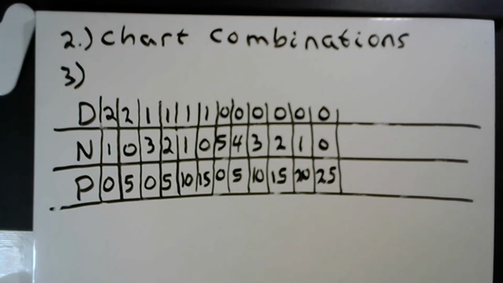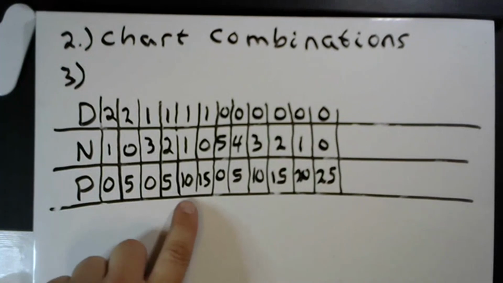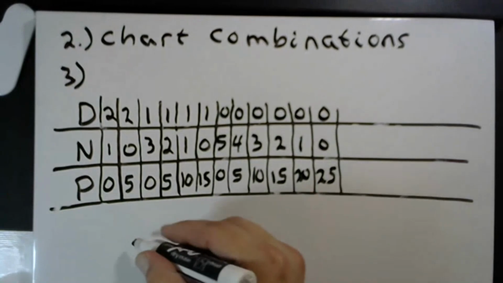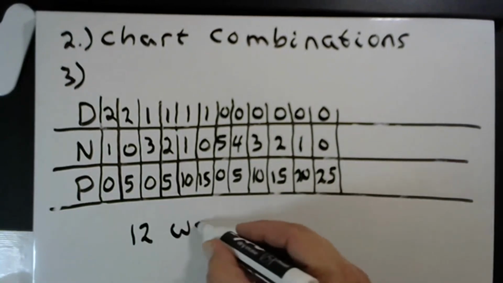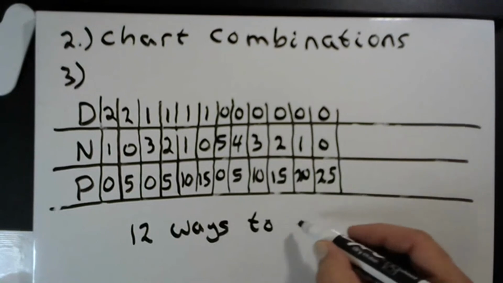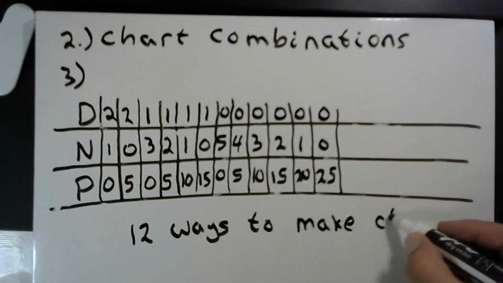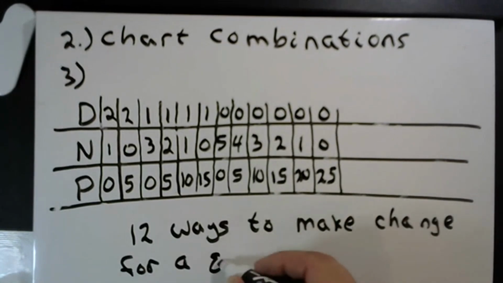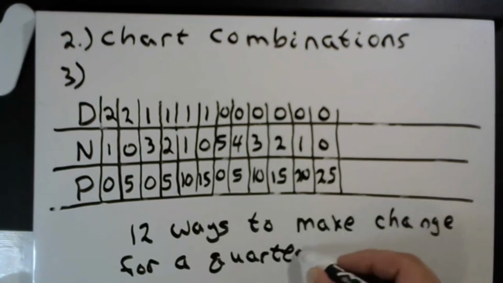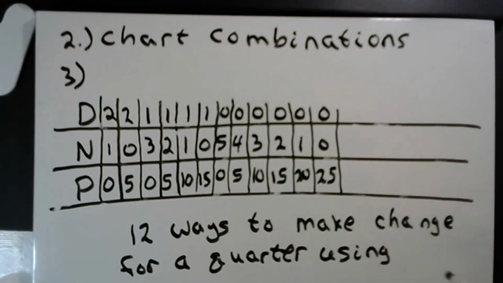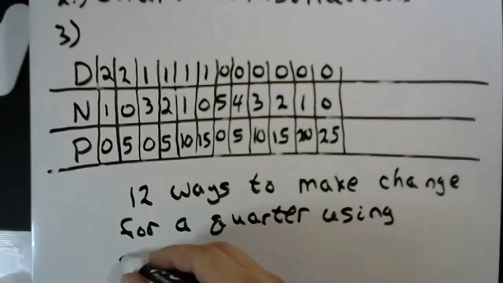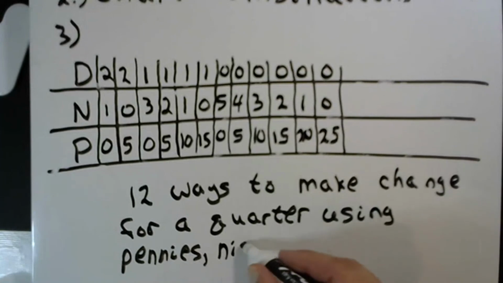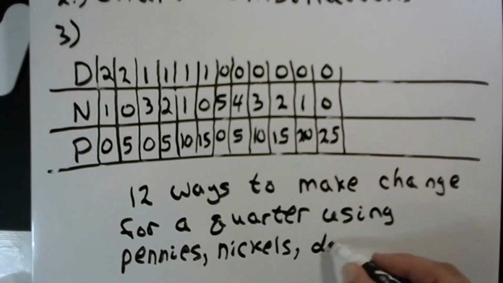So how many do we have? 1, 2, 3, 4, 5, 6, 7, 8, 9, 10, 11, 12. So there are 12 ways to make change for a quarter using pennies, nickels, and dimes.